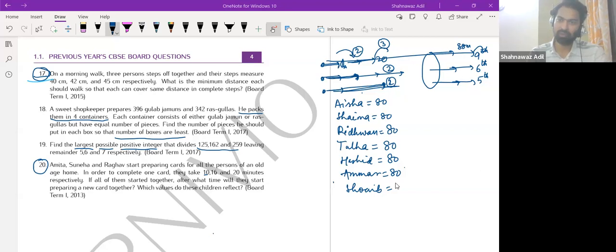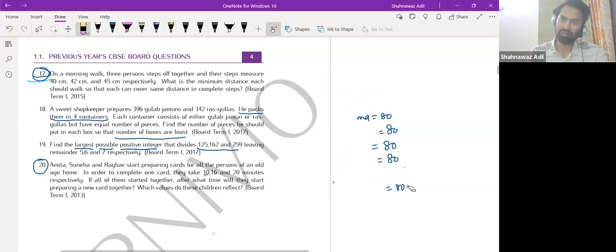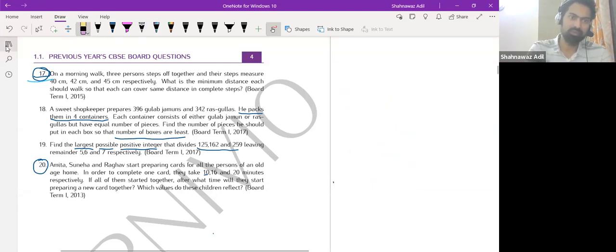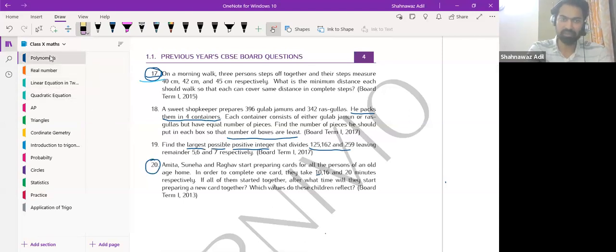Oh, good. So everyone got it. So now this chapter is completed, right? So now let us go to the next chapter. I have skipped that proving part, right? Irrational numbers. The next chapter is polynomials.